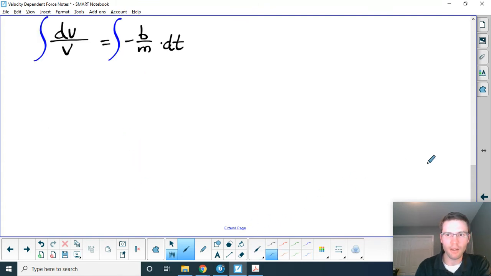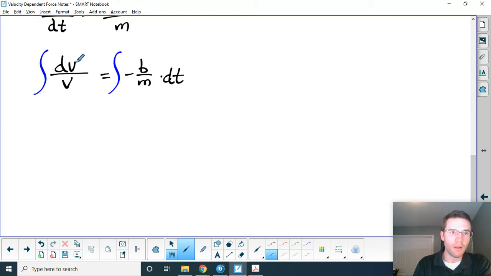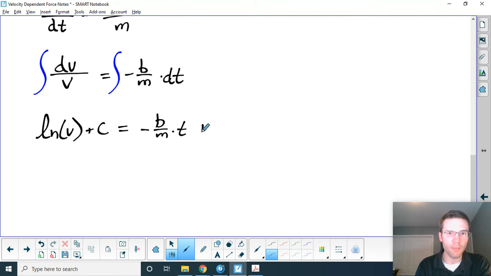If I integrate the left side, the integral of dv over v is the natural log of v. The derivative of the natural log of v is dv over v, plus a constant. We're doing an indefinite integral. There's no limits to integration. Equals, I'm integrating this with respect to t. There is no t here, so this is just a constant. What's the integral of a constant with respect to time? Well, it's just going to be negative b over m, my constant, times time, plus c.